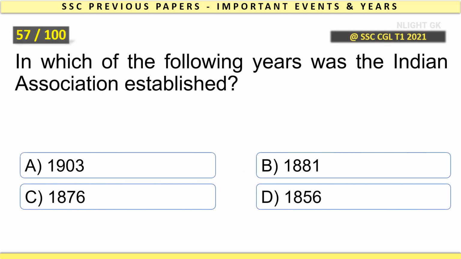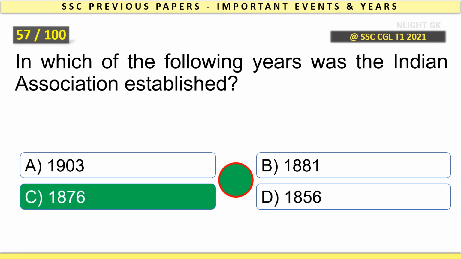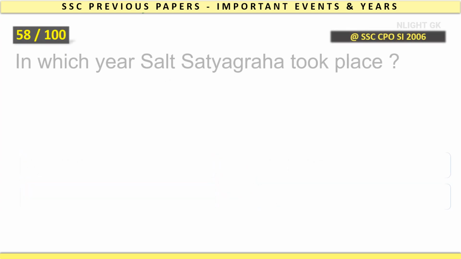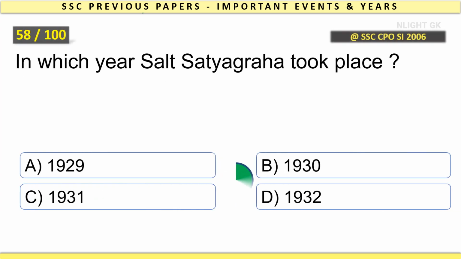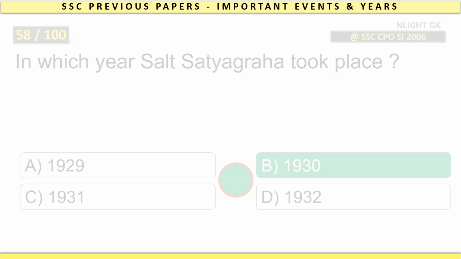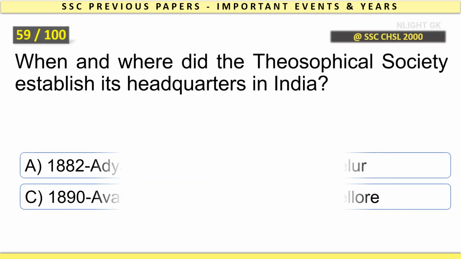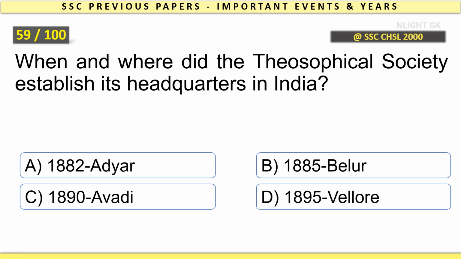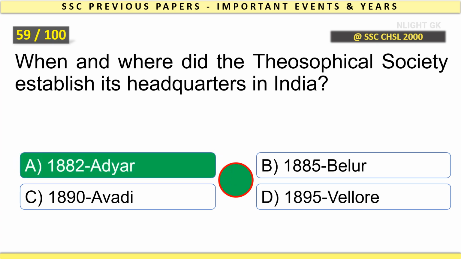In which of the following years was the Indian Association established? In 1876. In which year Salt Satyagraha took place? In 1930. When and where did the Theosophical Society establish its headquarters in India? In 1882, Adyar.